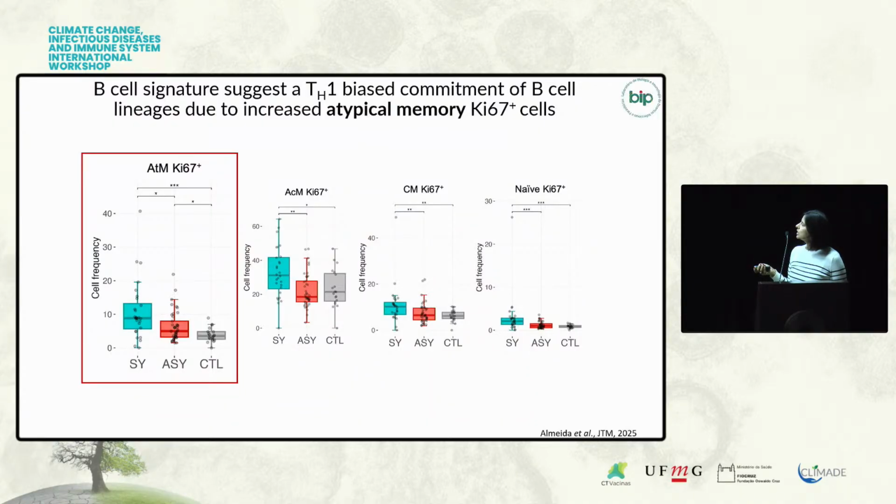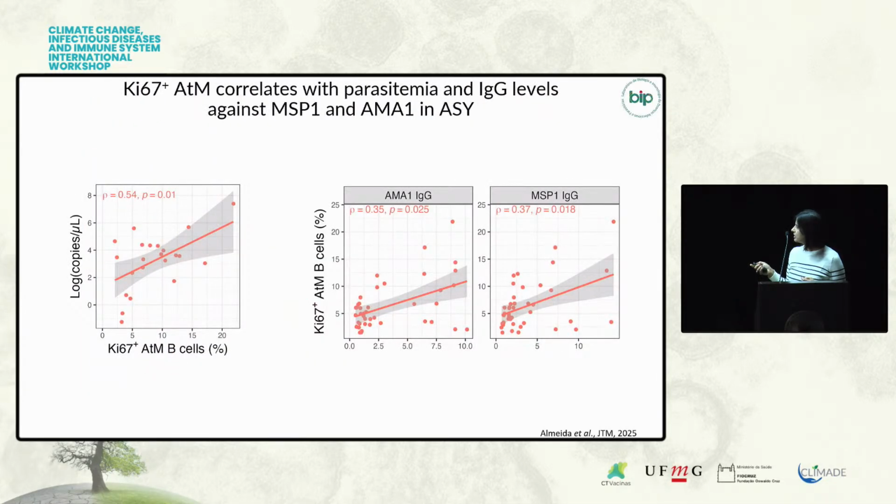However, if we look at the proliferating cells, we see that atypical memory cells, the ones related to TH1 response, are different when we compare symptomatic, asymptomatic, and control. And we also see that the higher the frequency of these proliferating atypical cells, in the case of asymptomatic, the higher the parasitemia and the higher the levels of antibodies against AMA1 and MSP1.